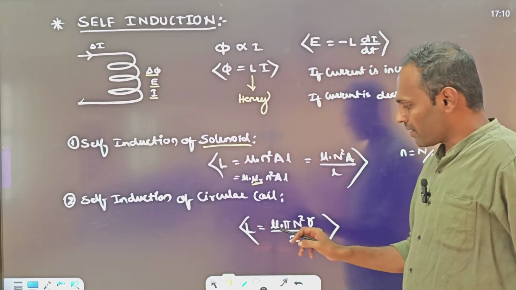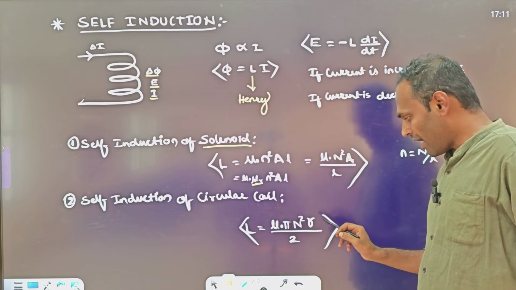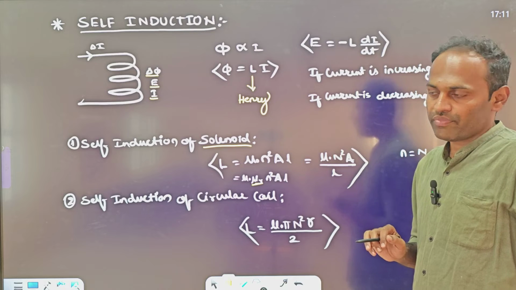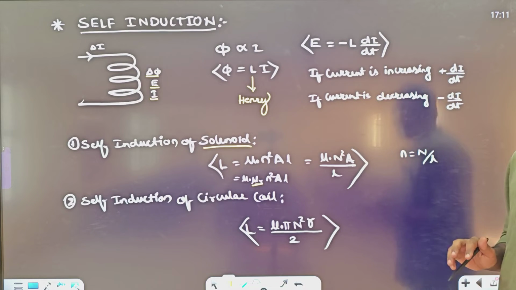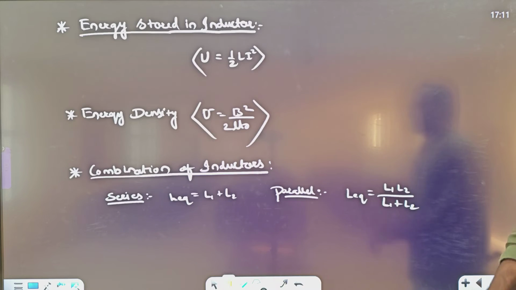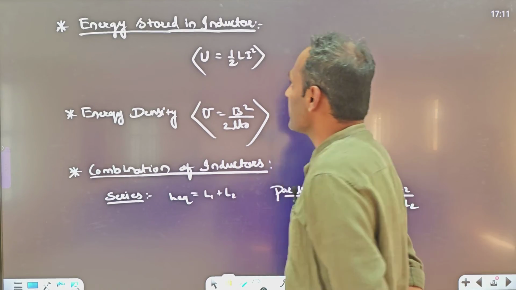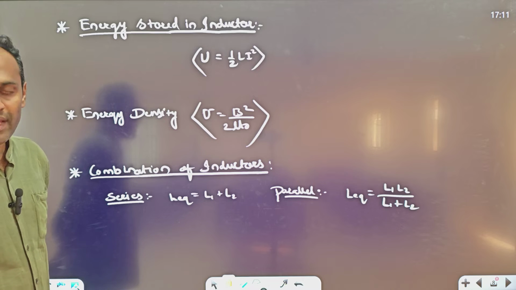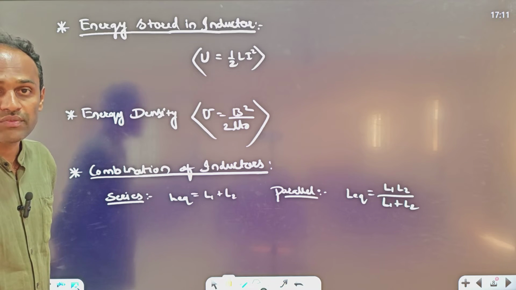Self-inductance of a circular coil, mu naught pi n square r divided by 2. That is self-inductance of circular coil. So remember, next we'll go for energy stored in inductor. Energy stored in inductor is half Li square. Energy stored in capacitor is half Cv square.